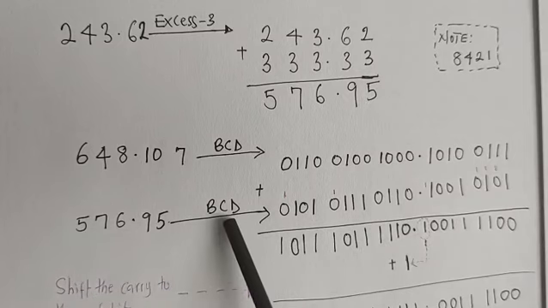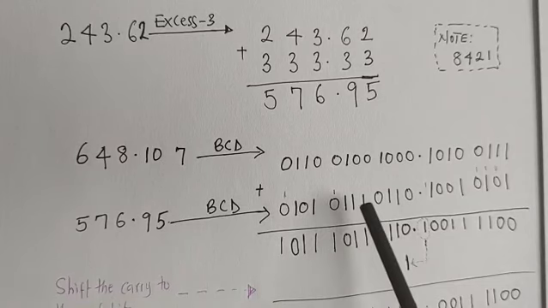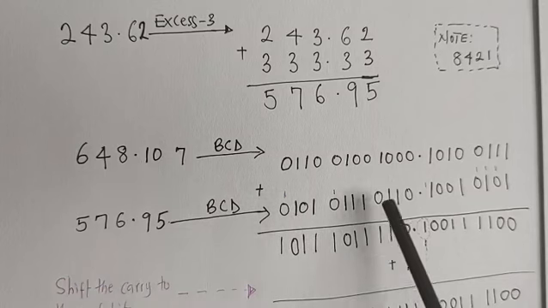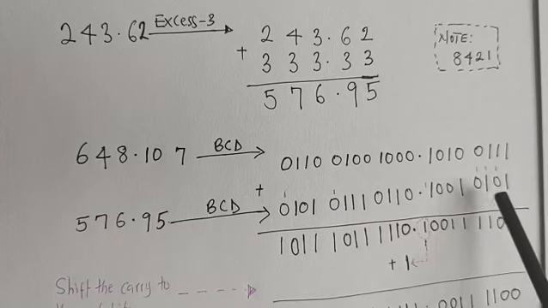Now let's go over to the next one, which is this. So taking the BCD is going to be the same procedure. You have 0, 1, 0, 1 for 5, 7 is going to be 0, 1, 1, 1, 6 is going to be 0, 1, 1, 0, dot, 9 is going to be 1, 0, 0, 1, 5 is going to be 0, 1, 0, 1.